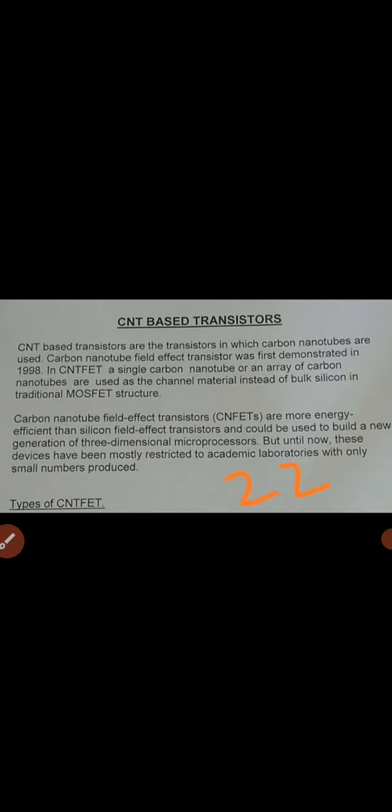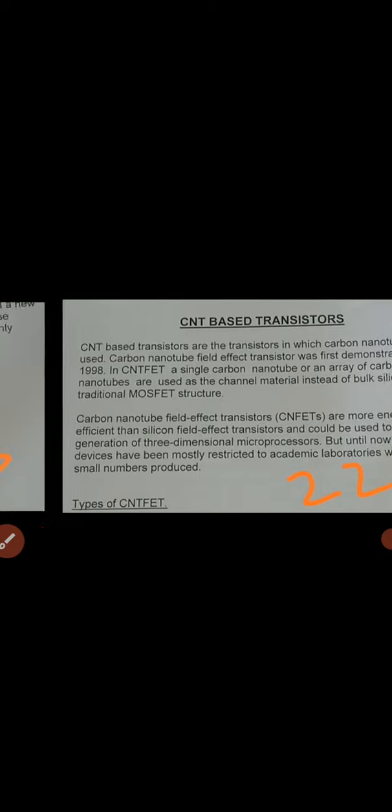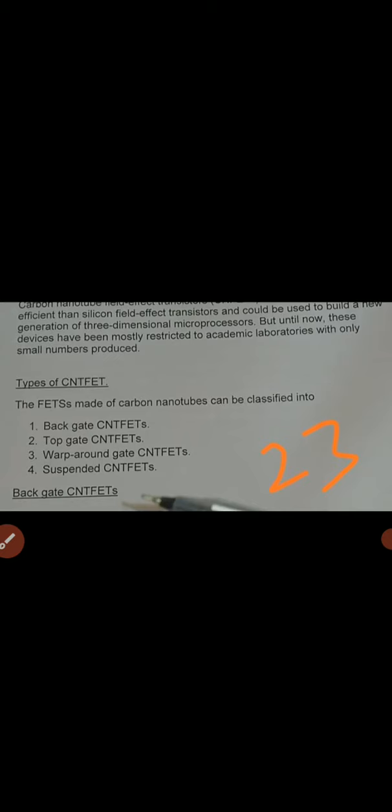CNT based transistors are the transistors in which carbon nanotubes are used. The carbon nanotube field effect transistor was first demonstrated in 1988. Just now we learned about the single electron transistor, and now we are learning the carbon nanotube field effect transistor. Listen carefully and write generally whatever these topics are. Don't leave any answer in the exam. The types of CNT field effect transistors are back gate, top gate, and wrap around gate. Like that there are types of carbon nanotube field effect transistors.